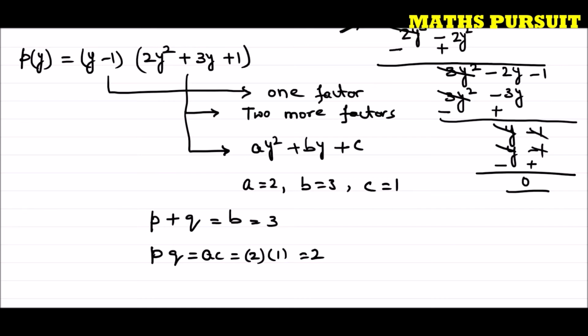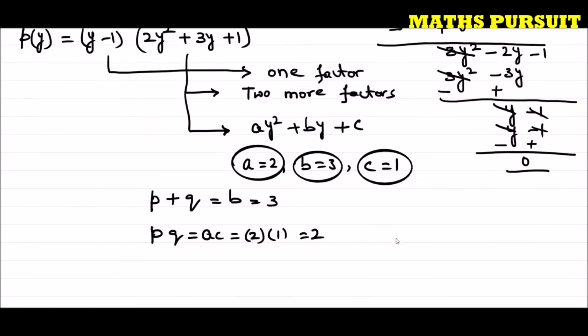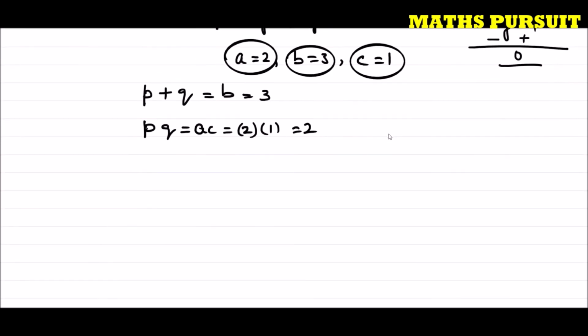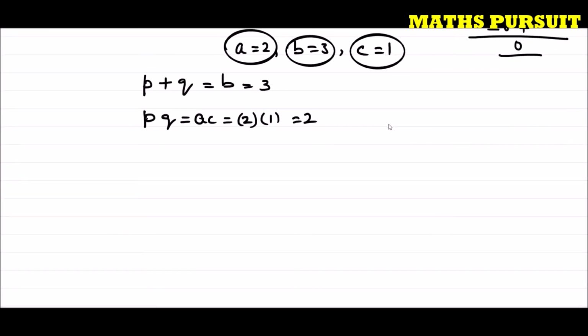Where am I getting all these things? I am getting these things from here. b is equal to 3, a is equal to 2, c is equal to 1. So we need to find two numbers p and q, where p plus q is equal to 3 and pq is equal to 2. Now let us find the factors of these.